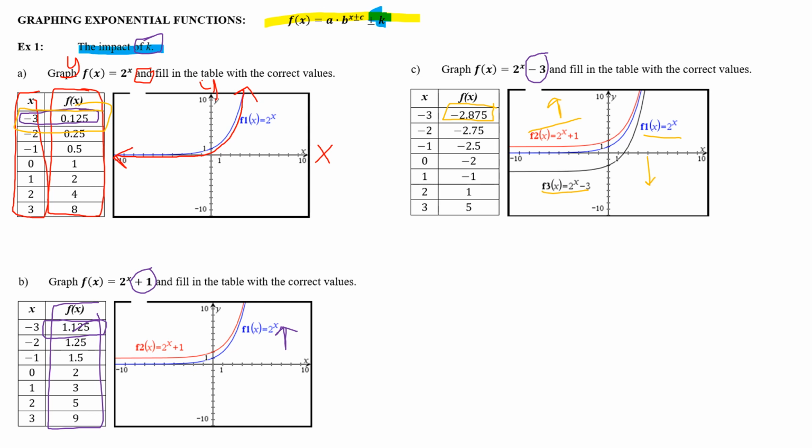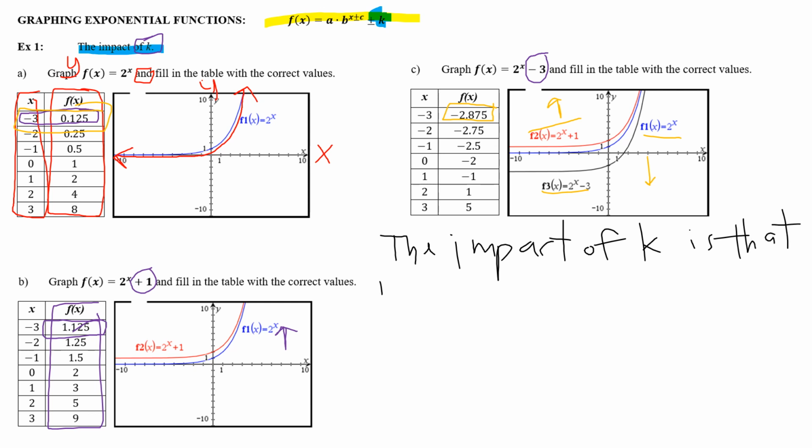So after example 1 A, B, C, there's a part where it says what is the impact of k. The impact of k is that it moves the graph up and down. So we say it shifts, another way of saying move. It shifts the graph up and down.